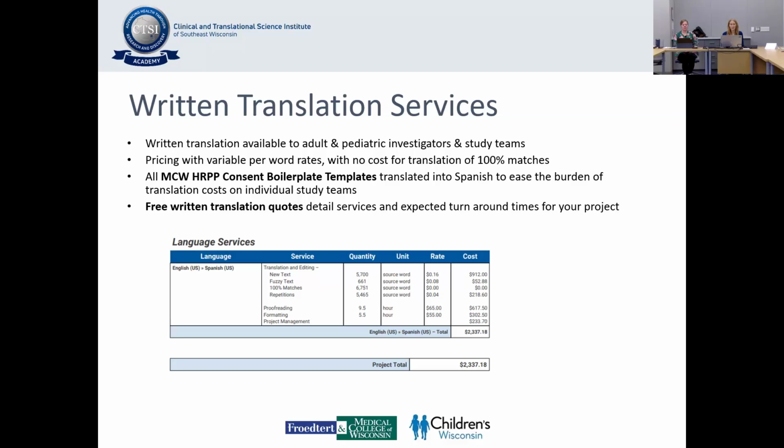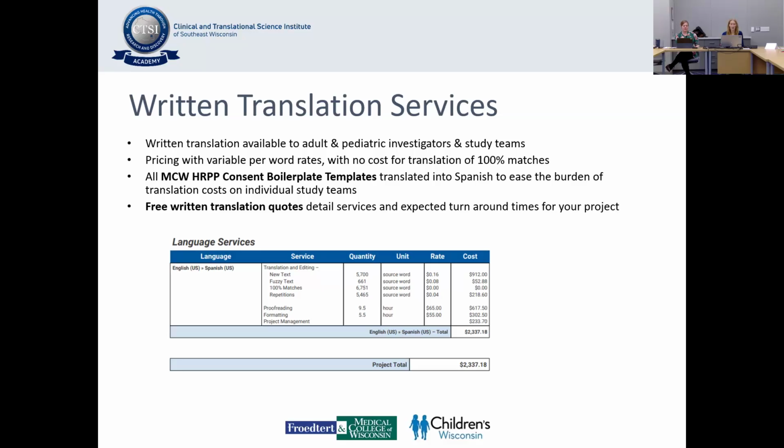What's great about this and the work that we've put into building this core up is that we've negotiated some pricing, which will be a benefit to your study teams as well. So we'll have pricing that ranges between 4 cents to 16 cents a word, depending on whether that's what they call new text versus a repetition within your document. And even greater, a majority of our translations are Spanish translations.